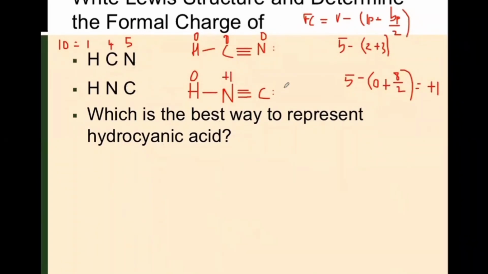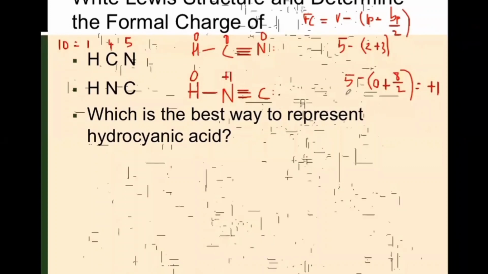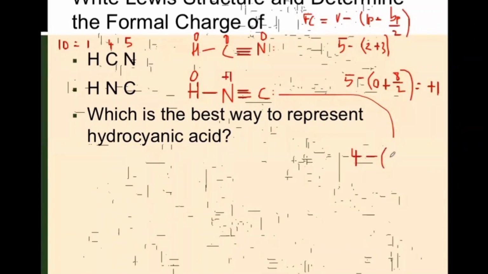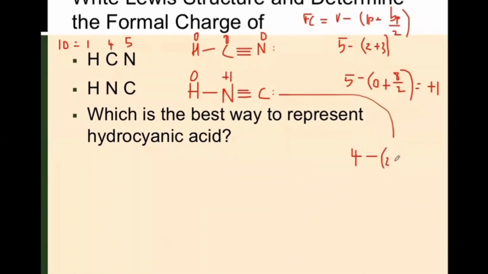And then for carbon, it is group 4. So it's got 4 valence minus 2 for the lone pair plus a half of the bonding electrons. So there's 3 bonding pairs, that gives us 6 electrons, 6 divided by 2 is 3. So that's going to be 2 plus 3 is 5, which gives a -1 for the formal charge.